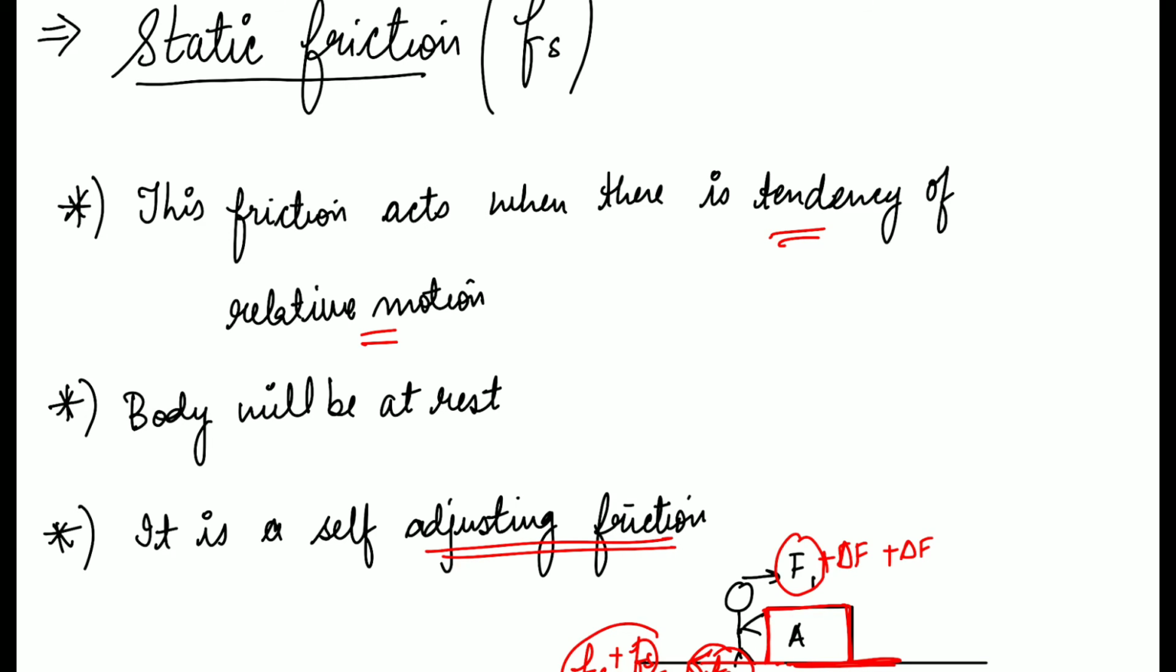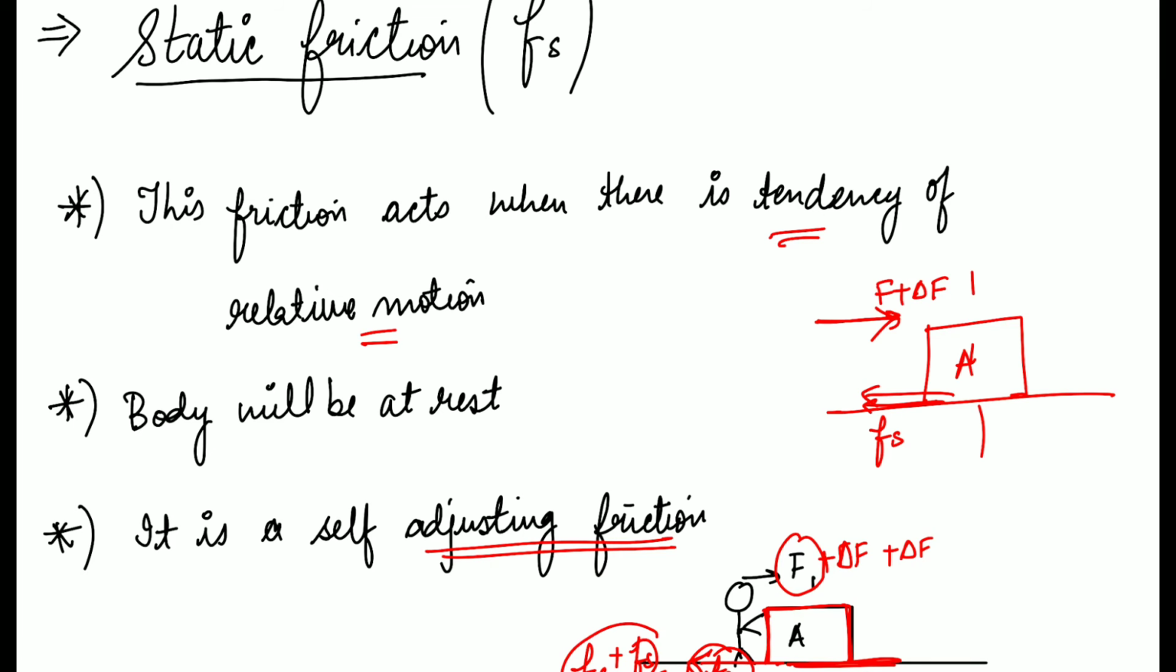Why? Because it depends upon how much external force you're applying. For example, there is a block and you're applying some force, but the block is not moving. That means there is a frictional force not letting the block move. Again you increase the force, and the frictional force also increases itself so that the block does not move. Yes or no? I hope you can understand.